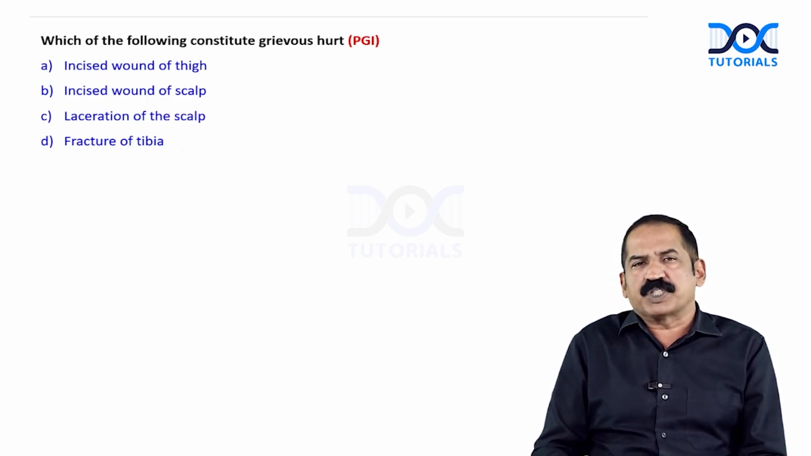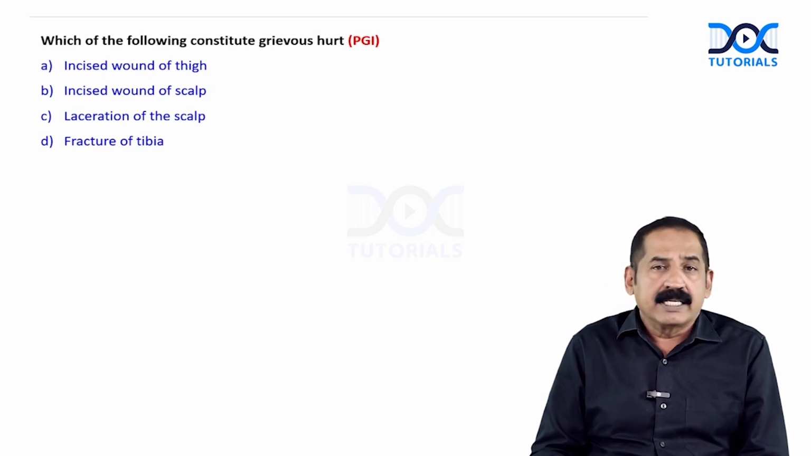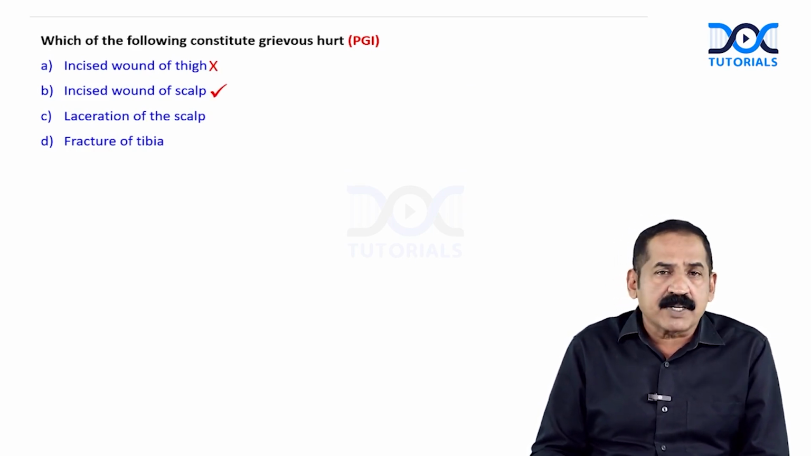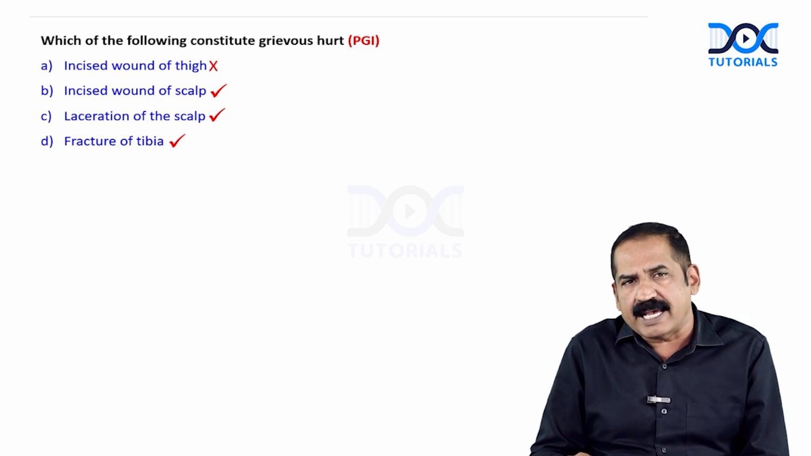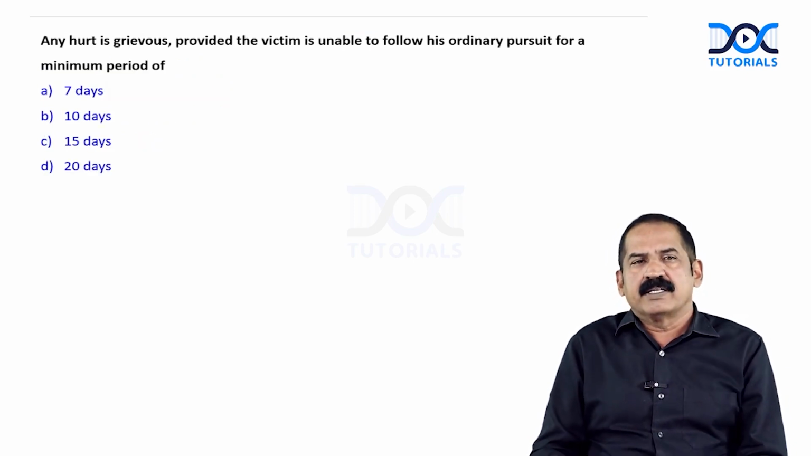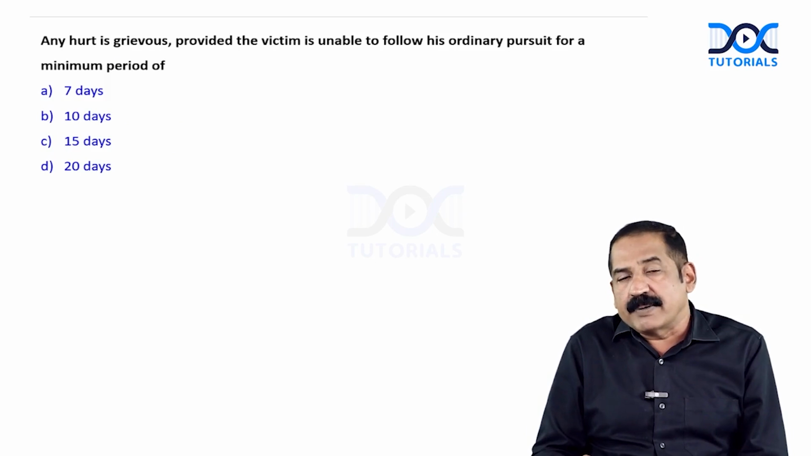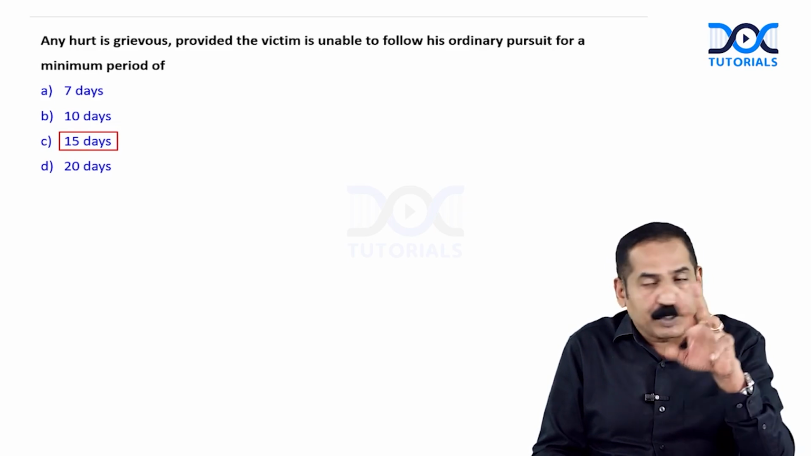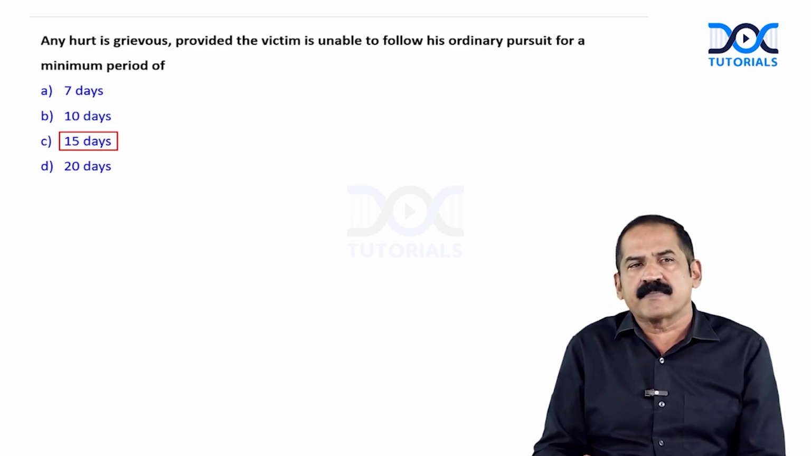Which of the following constitute grievous hurt? PGI. Incised wound of thigh? No. Incised wound of scalp? Yes. Laceration of the scalp? Yes. Fracture of tibia? Yes. Because it gives rise to scar formation. Any hurt is grievous provided the victim is unable to follow his ordinary pursuit for a minimum period of 15 days. Previously it was 20 days, now it is 15 days.